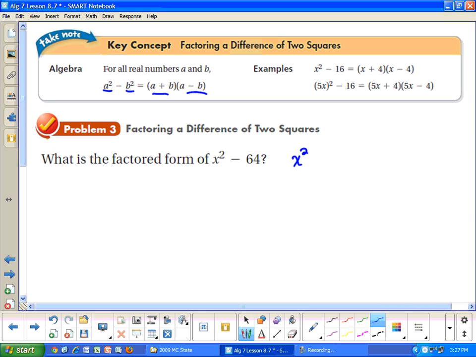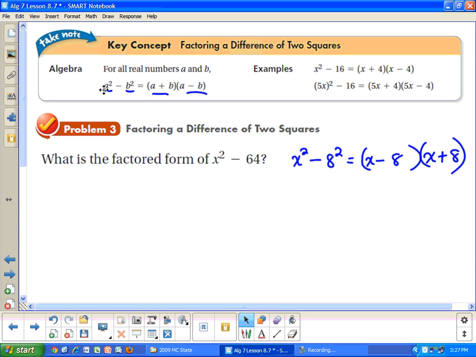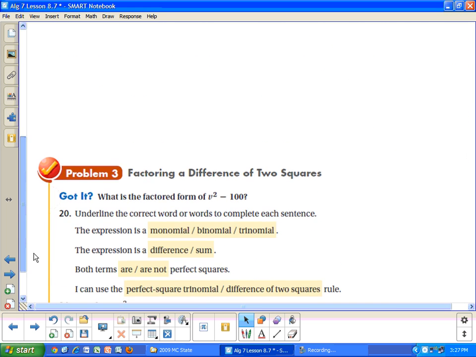We have x squared, and if 64 is a perfect square, which it is, it's 8 squared, then we can write it like that, and that is equal to x minus 8 times quantity x plus 8. And that's all there is to it if you recognize that form. So go ahead and try it.